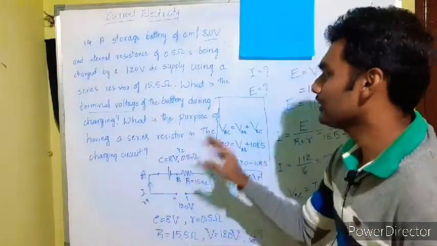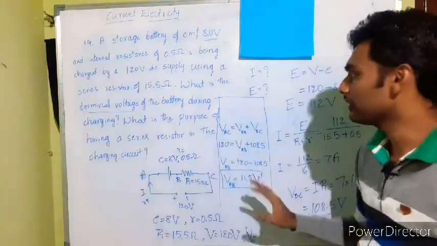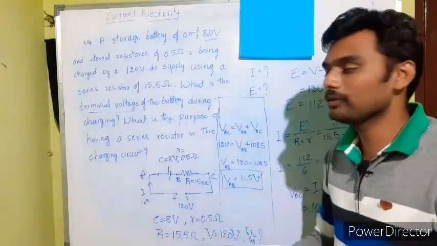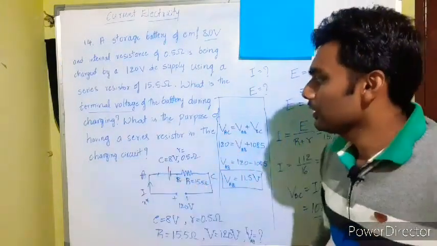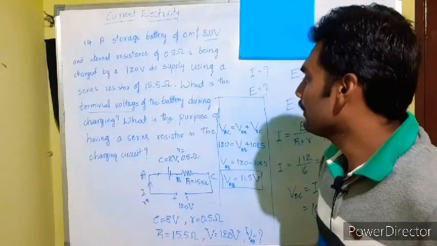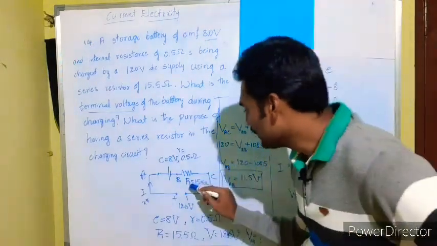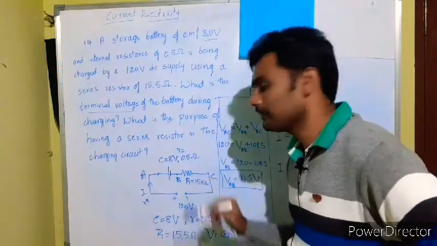Now, what is the purpose? This is the first part of the question answered. If it is in board exams, this will cover 4 marks. The last mark is: what is the purpose of having a series resistor in the charging circuit? Why do we need this resistor here? What is the necessity of the resistor?